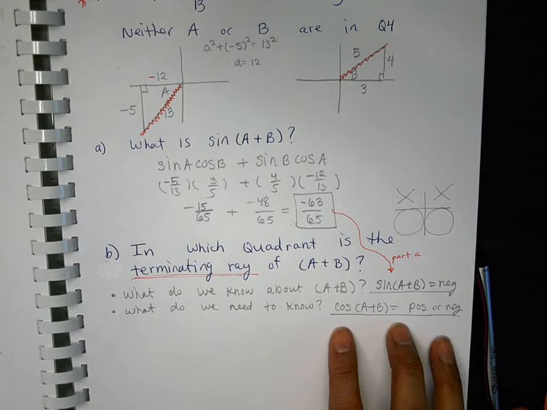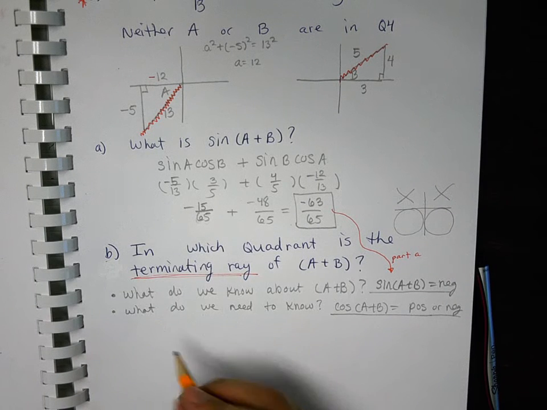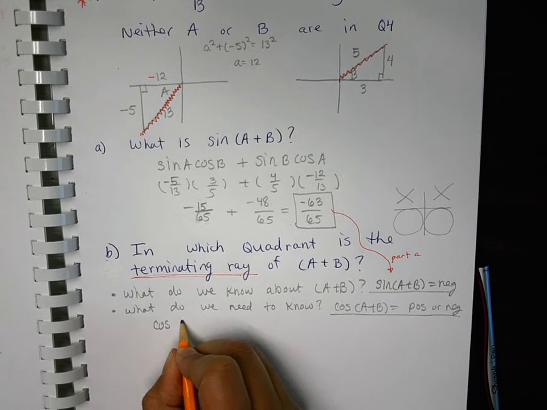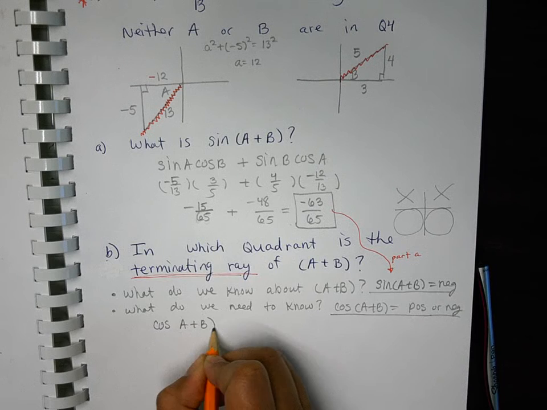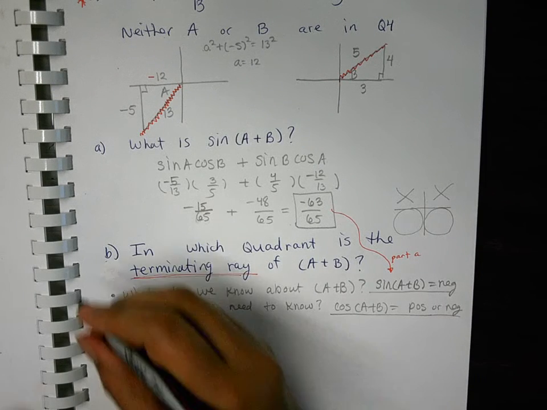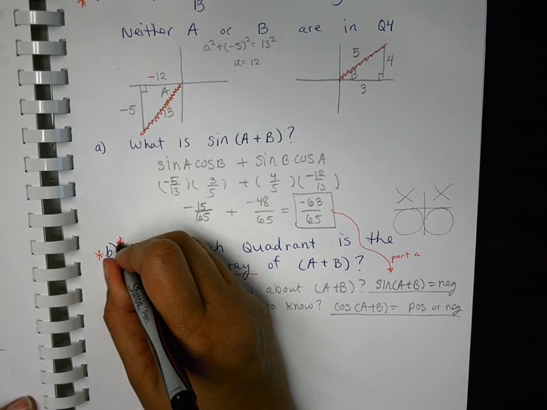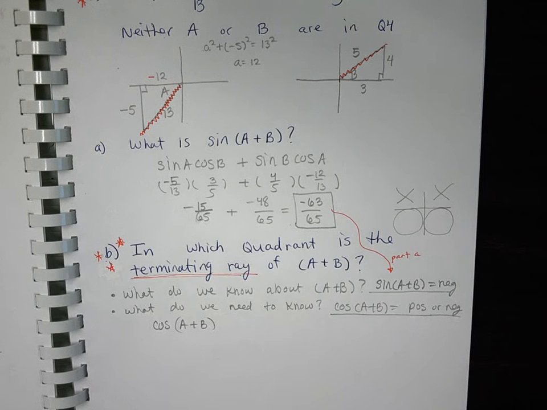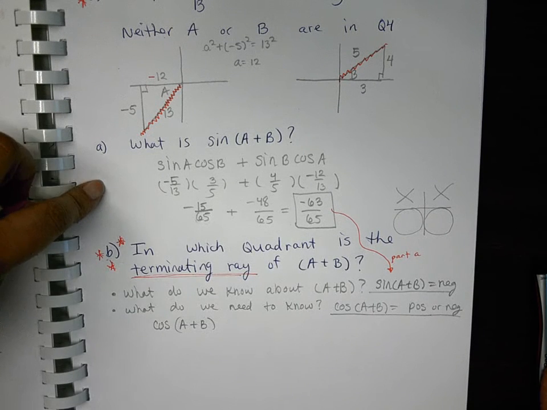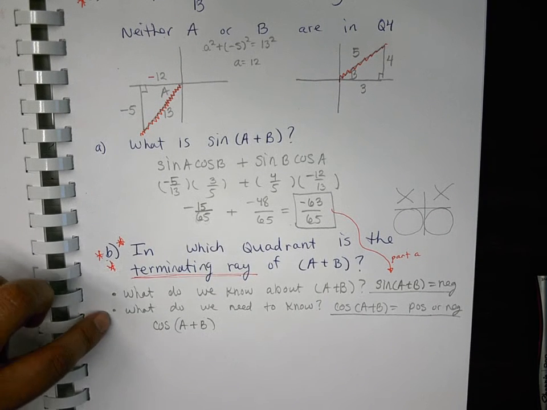Okay, so we're going to work it out here. Cosine of A plus B. And I'm going to come back here and put stars on part B so you know when you go back to study, this is a place where kids mess up. Part A, most kids can get easily. It's part B. Part B is where they struggle. Okay, expand it.